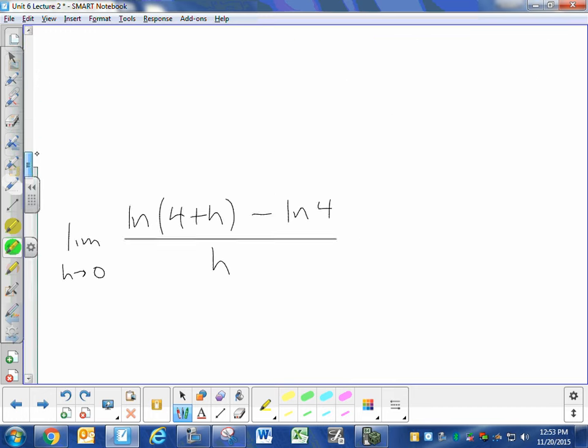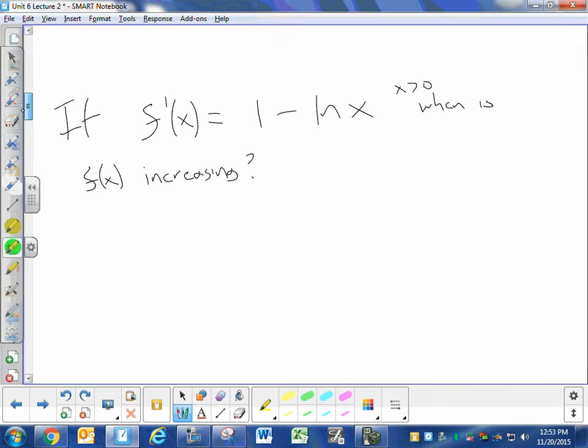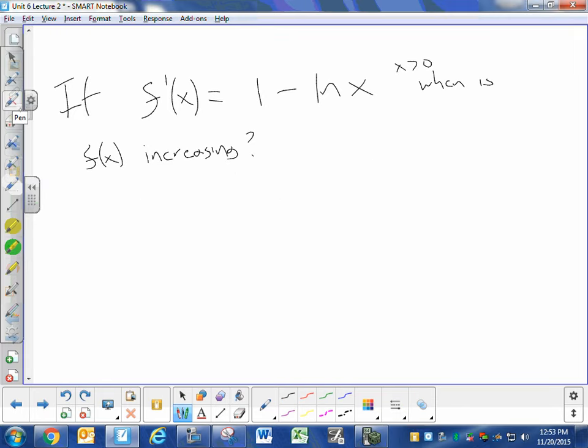All right. Another problem with logs. Do this problem.